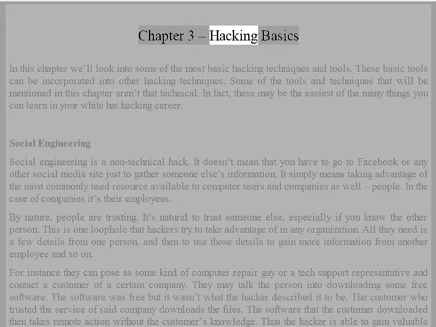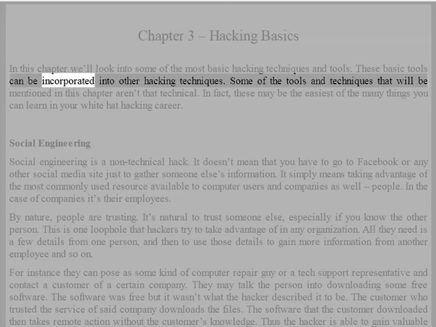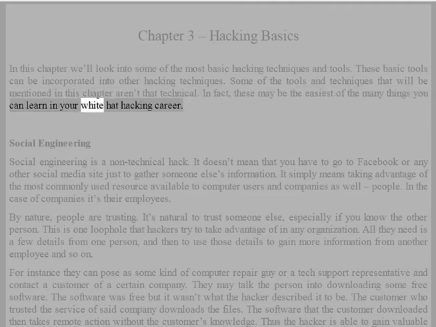Chapter 3: Hacking Basics. In this chapter we'll look into some of the most basic hacking techniques and tools. These basic tools can be incorporated into other hacking techniques. Some of the tools and techniques that will be mentioned in this chapter aren't that technical. In fact, these may be the easiest of the many things you can learn in your white hat hacking career.